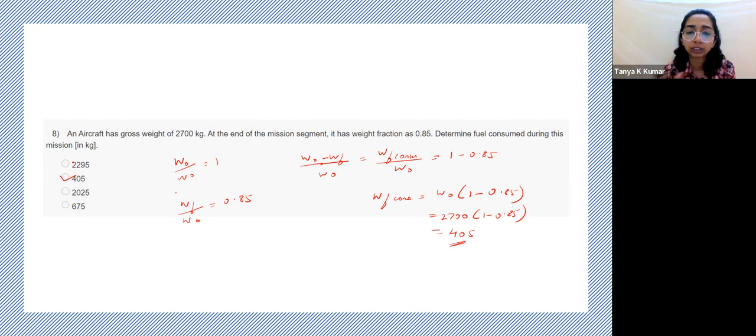So the difference between these two ratios gives us an indication of how much fuel was consumed in the entire mission. So using these values, you can estimate how much fuel you should be carrying on board if your mission is specified. That's how you design the weight.